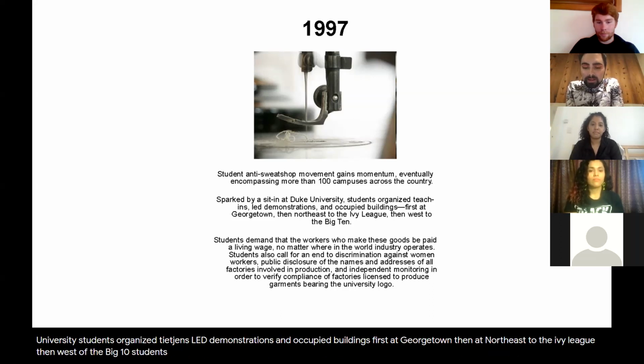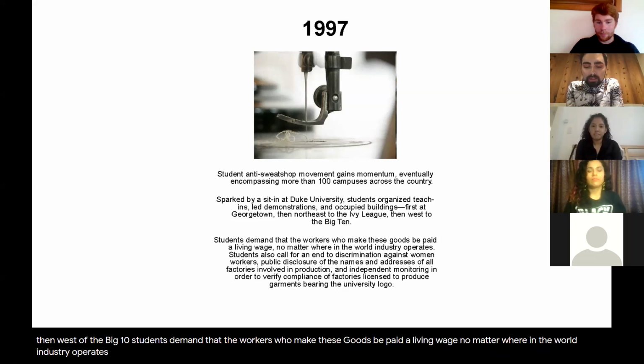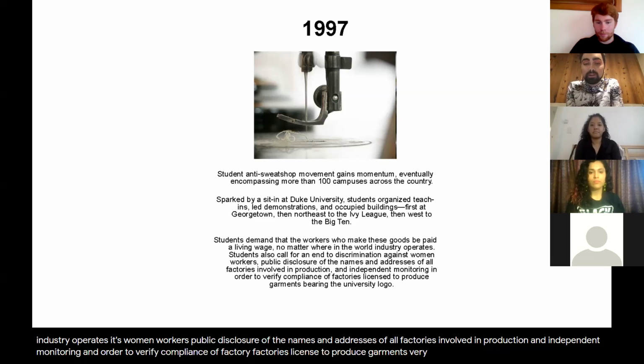Students demand that the workers who make these goods be paid a living wage no matter where in the world industry operates. Students also call for an end to discrimination against women workers, public disclosure of the names and addresses of all factories involved in production, and independent monitoring in order to verify compliance of factories licensed to produce garments bearing the university's logo.